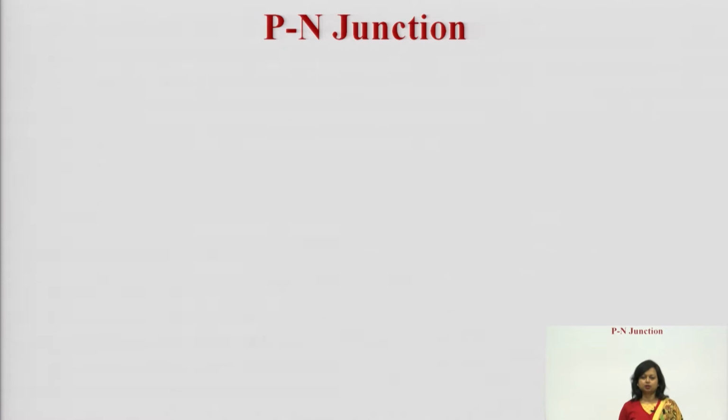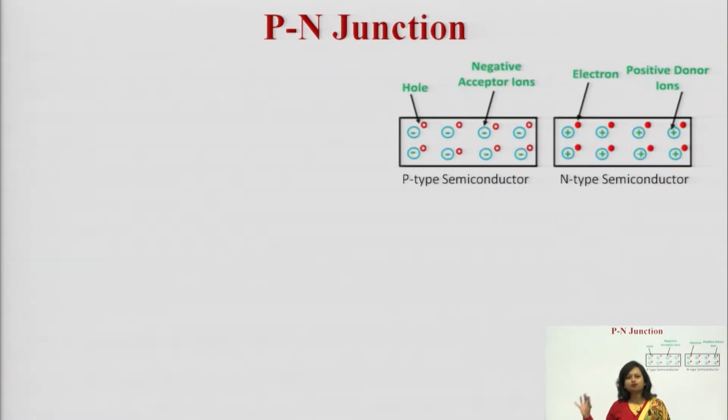What is a PN junction? See, you have studied semiconductors. Depending upon the impurity, there are two types of semiconductors. The classification is: one is the intrinsic semiconductor, the other is the extrinsic semiconductor. Intrinsic semiconductor is the pure semiconductor, and in extrinsic, some impurities are added. So, before telling you about the PN junction, let us take a recap about the extrinsic semiconductor.